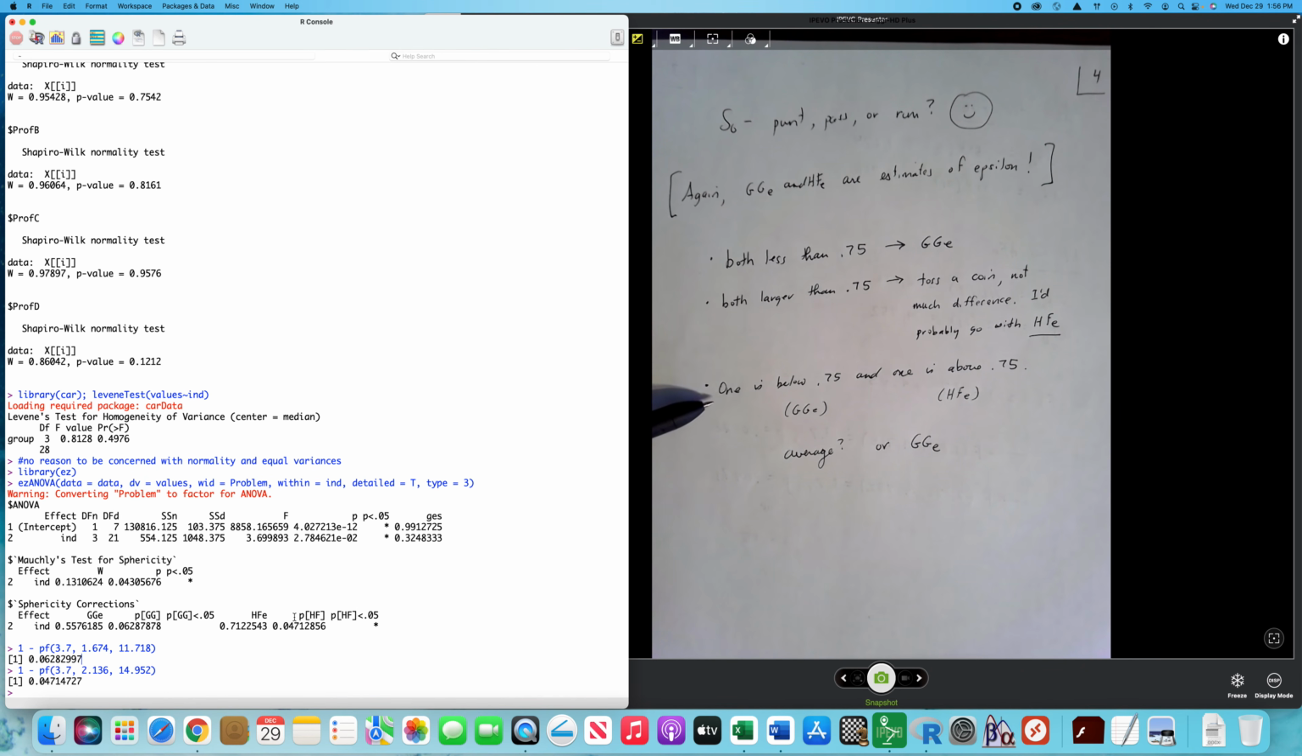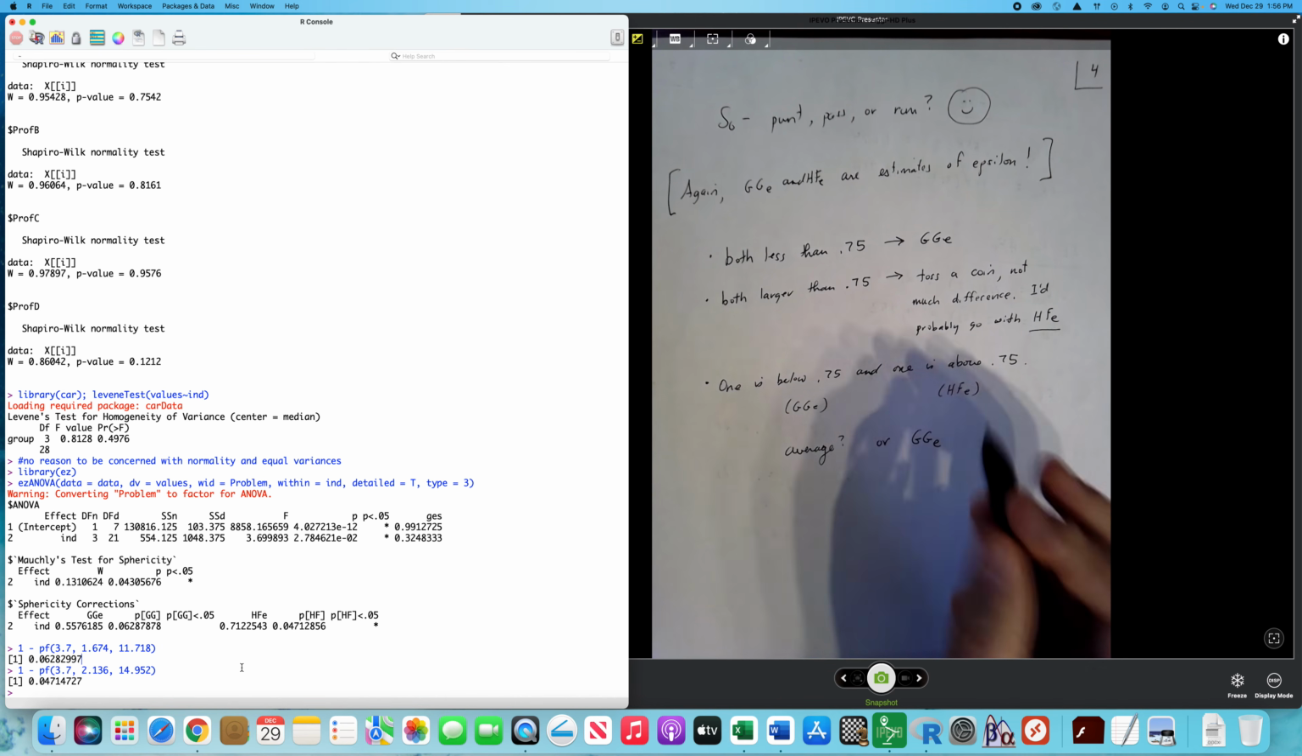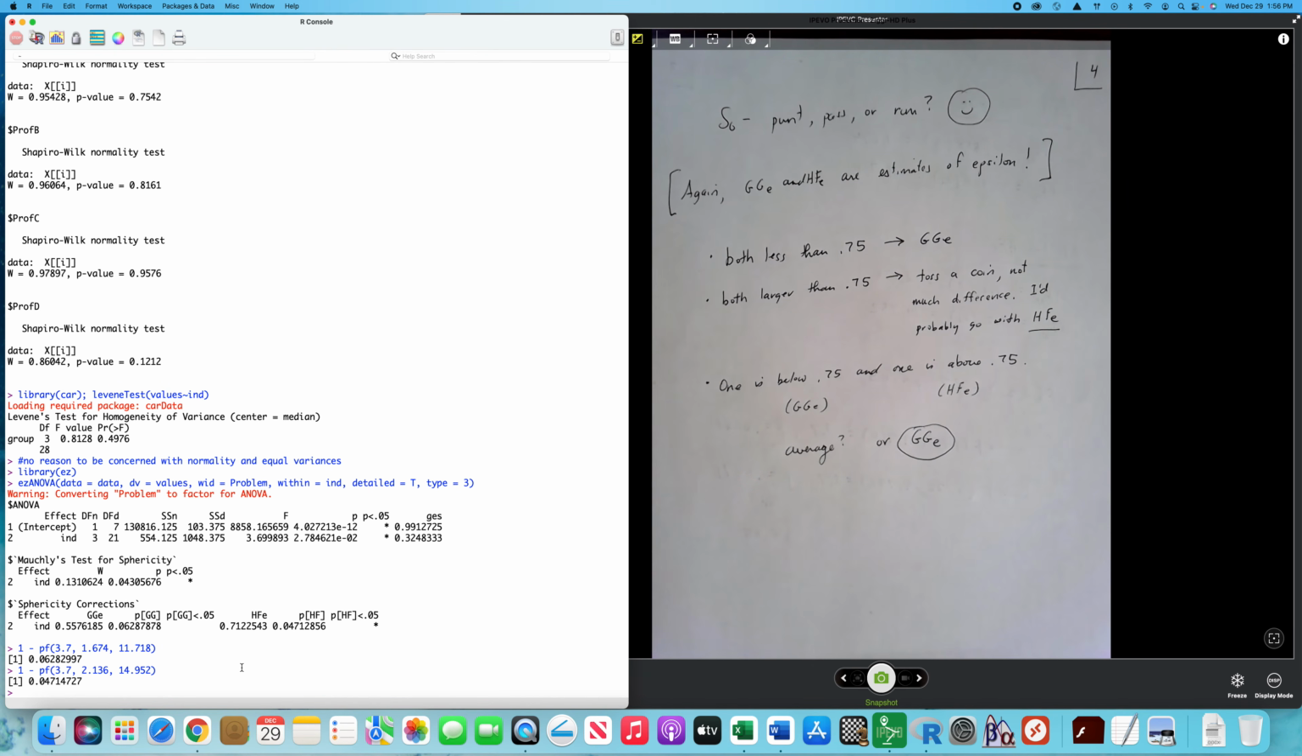So if one is below 0.75 and one is above 0.75, which is not the case here, but you can clearly see how this one could be above 0.75 and this be below 0.75. Some people, I think it was Stevens, who actually I think taught at University of Cincinnati, says that we should average the two. Other people say just use the Greenhouse-Geisser because it is below 0.75. I would probably be more in favor of this approach than averaging, but I certainly couldn't fault the averaging too much.